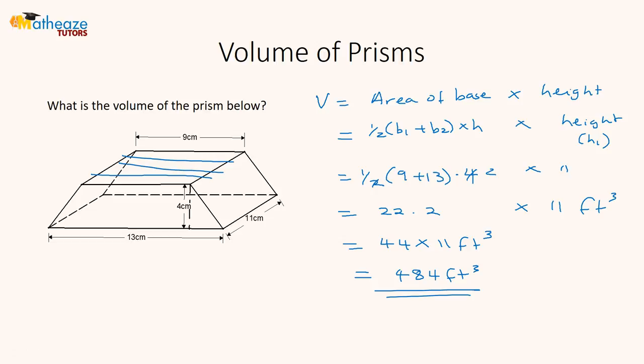So this is how you deal with volume of prisms. Remember, the volume of a prism is area of the base times the height. Your base is going to be that shape that you get when you do a cross section along the length of the prism. So what you want to do first is identify that base, derive the area of the base first, and then look for the height. The height is that line that joins one base to another base. So this is all you really need to do for volume of prisms.